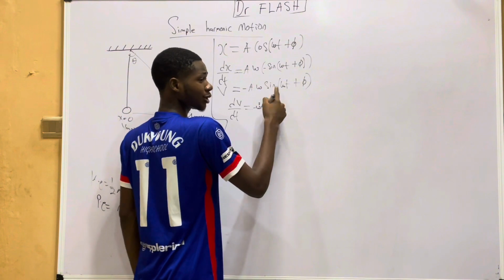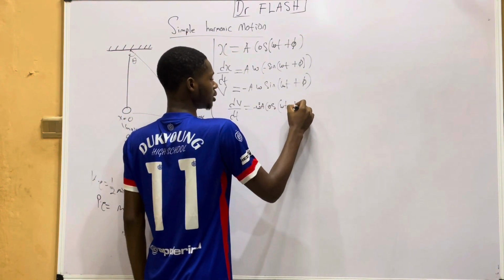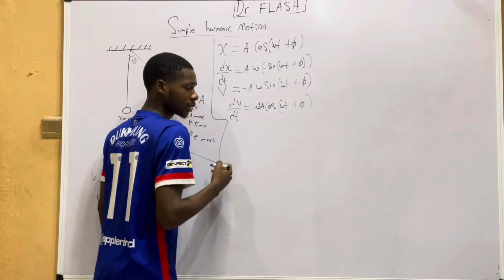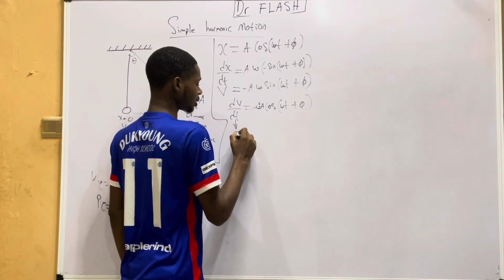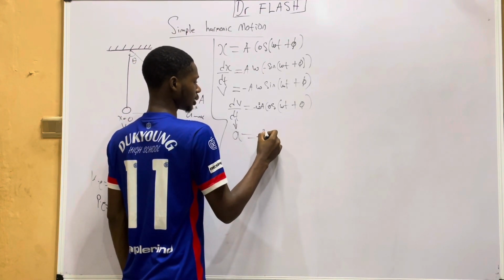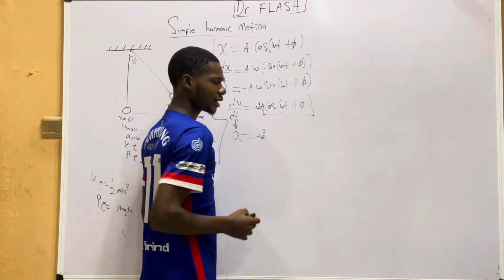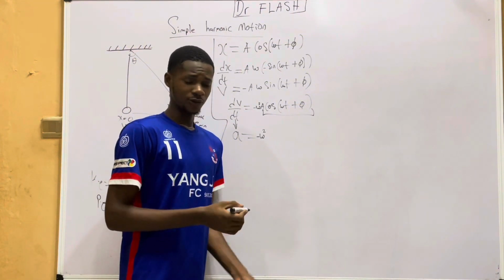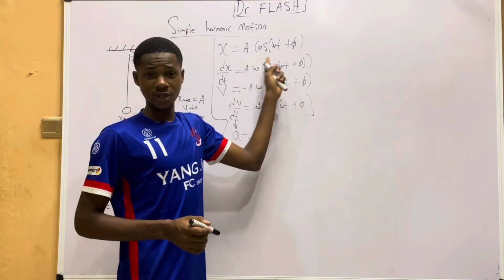Now differentiating sine, you get cosine, no minus, so you have cosine of wt plus phi. Okay, now dv over dt is simply acceleration. So this guy here is acceleration, which is equal to minus w squared a. Now you notice something, a cosine wt plus phi is something that looks familiar, and we've seen it before. Still on the board, a cosine wt plus phi is our very first equation.